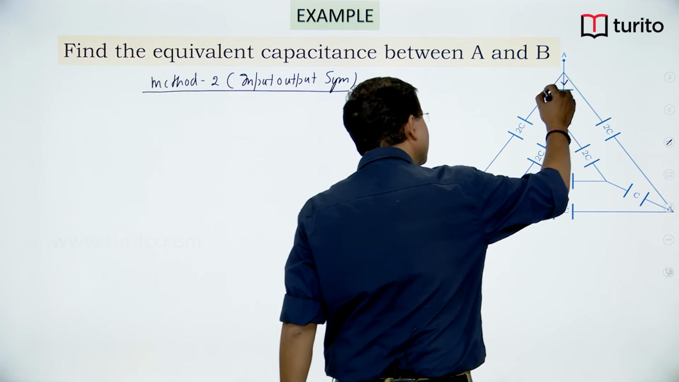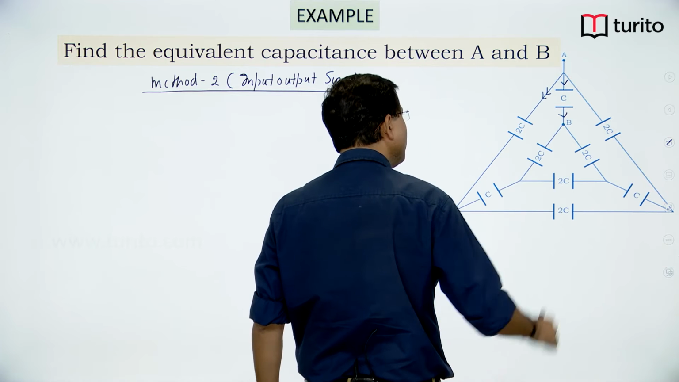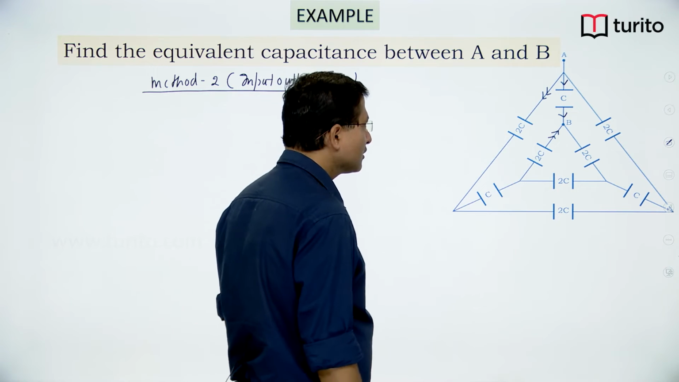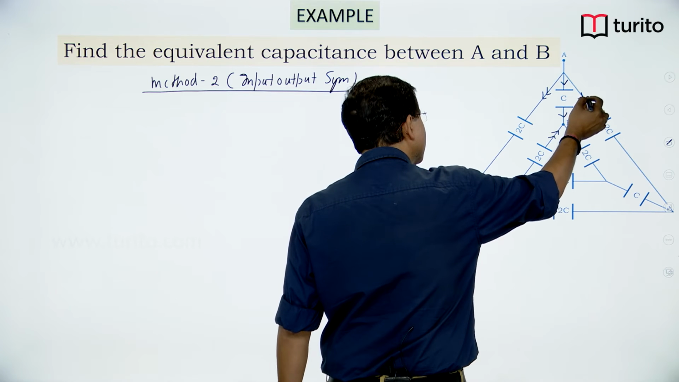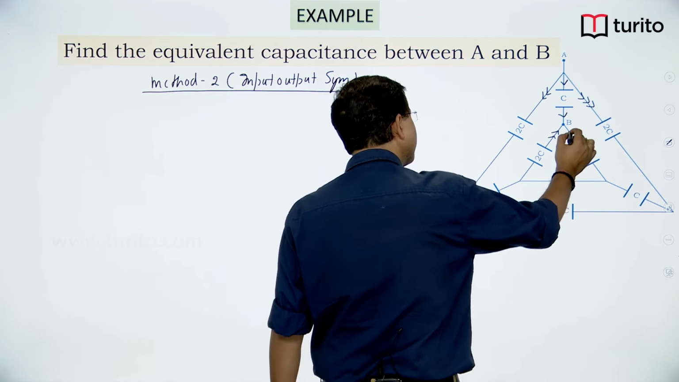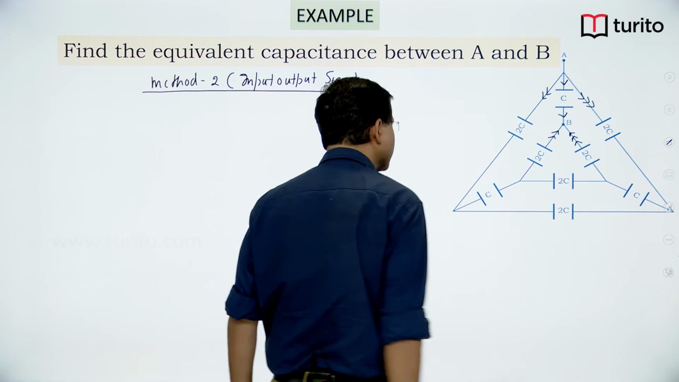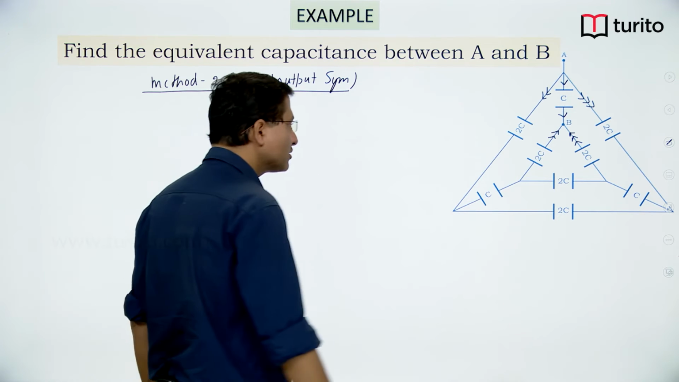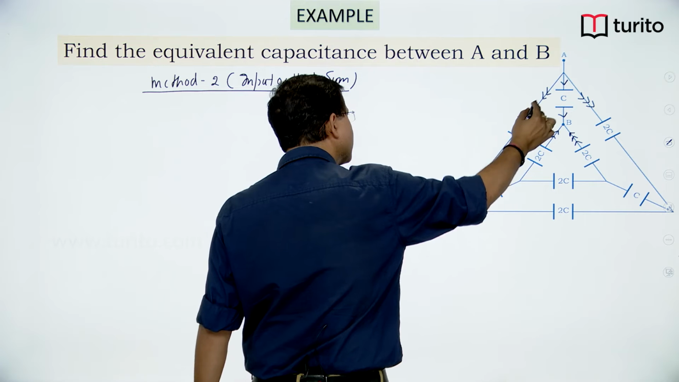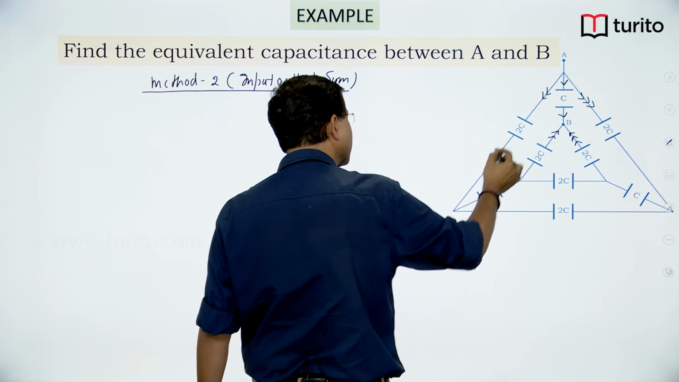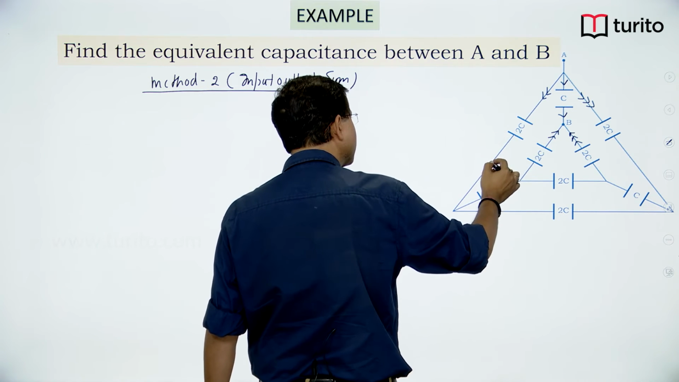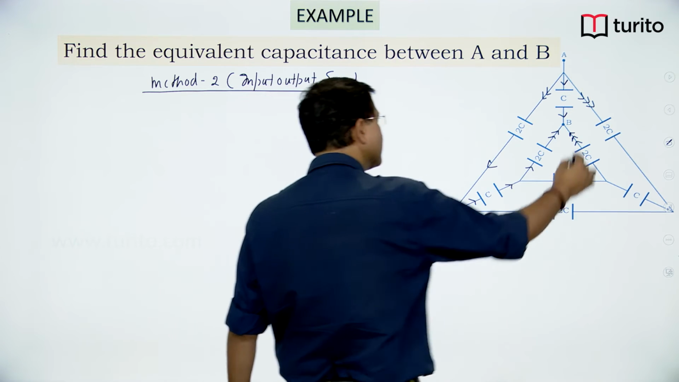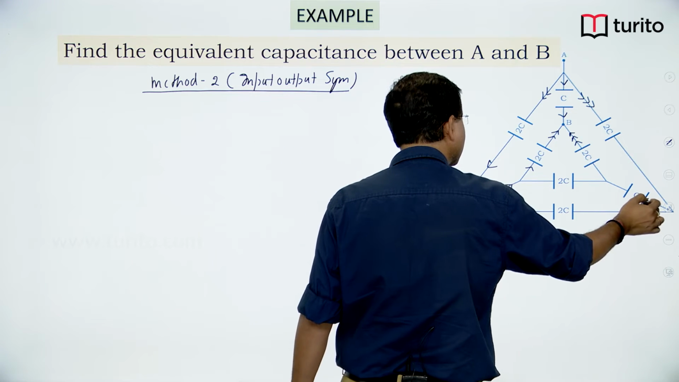Whatever is given to this branch will be given back by this branch, symmetry. Similarly, whatever is given to this branch will be given back by this branch. So if this charge is the same as this charge, that means charge will be flowing like this, charge will be flowing like this here. Similarly, this charge will be flowing like this.